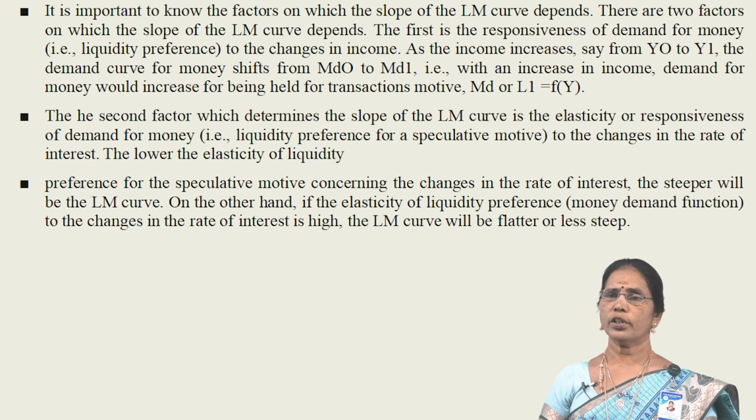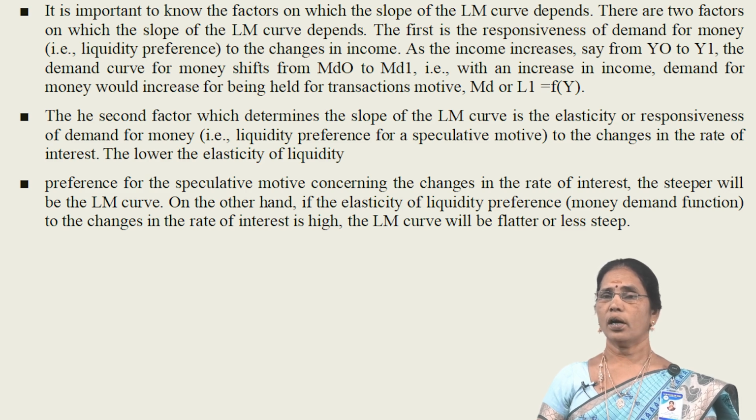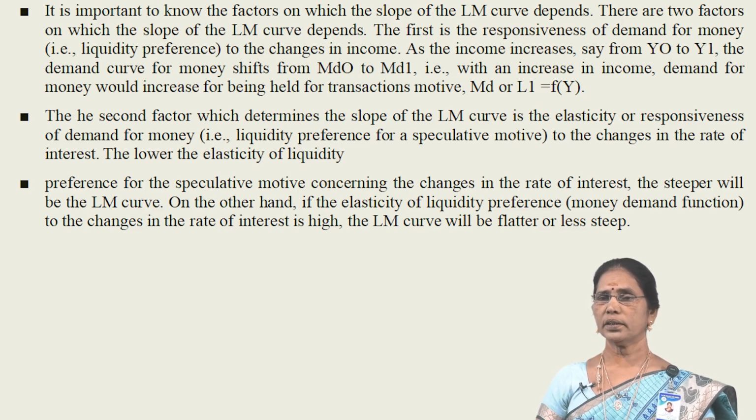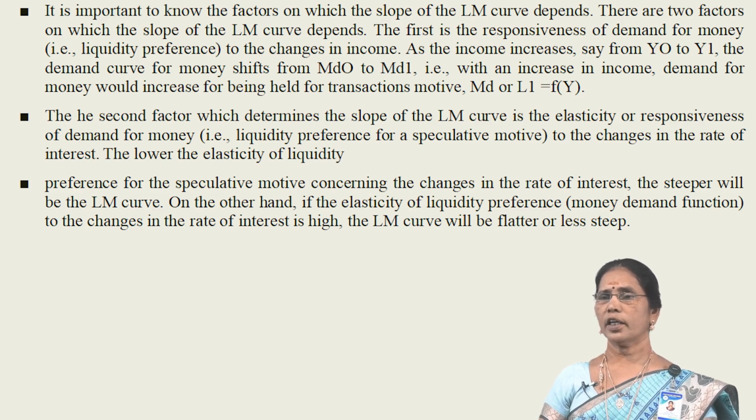It is important to know the factors on which the slope of the LM curve depends. There are two factors on which the slope of the LM curve depends. The first is the responsiveness of demand for money, that is liquidity preference, to the changes in income. As the income increases, say from Y0 to Y1, the demand curve for money shifts from MD0 to MD1. That is, with the increase in income, demand for money would increase for being held for transaction motive. MD or L1 is equal to a function of income.